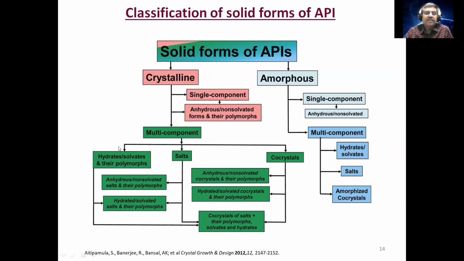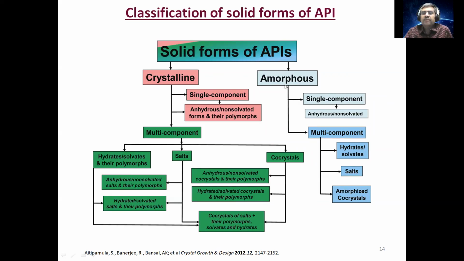These can further exist in different ways, like hydrates, solvates, and their polymorphs could combine with the salts to give you hydrated, solvated salts and their polymorphs. Similarly, the salts could either be anhydrous, non-solvated, and their polymorphic forms, and there could be co-crystals of salts and their polymorphs, solvates, and hydrates. Co-crystals could also be anhydrous or non-solvated and their polymorphic forms. They could also be hydrated and solvated co-crystals and their polymorphic forms.